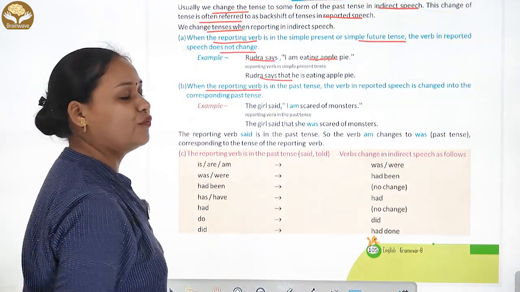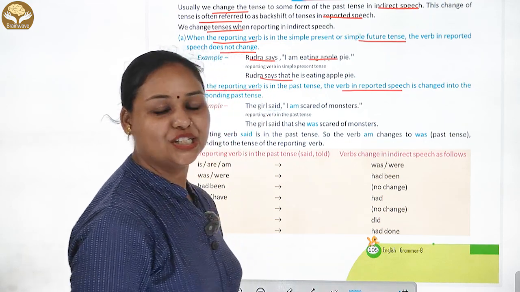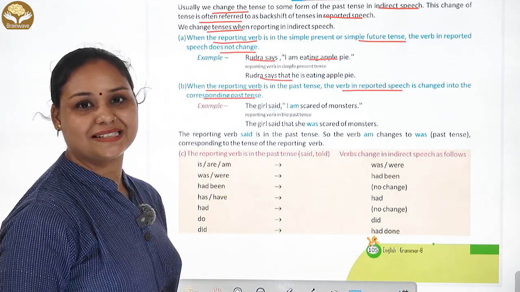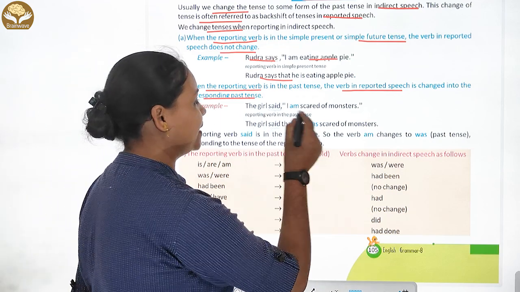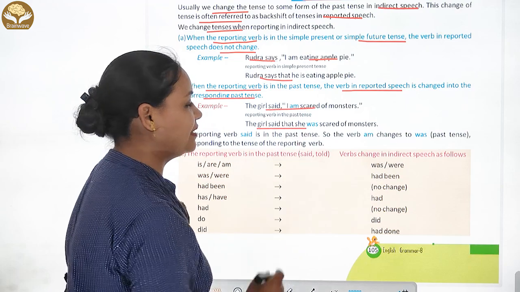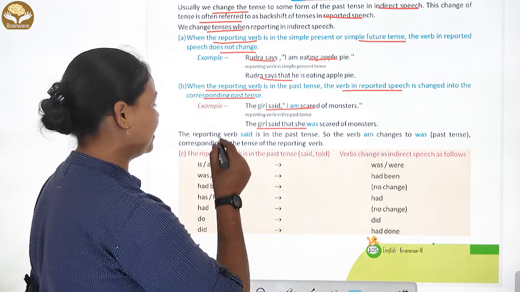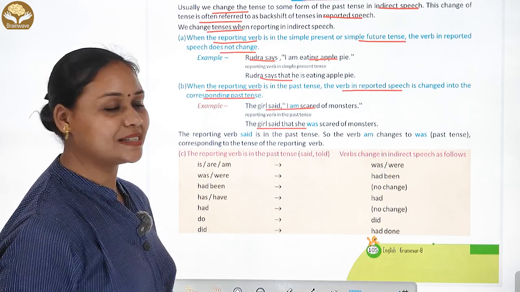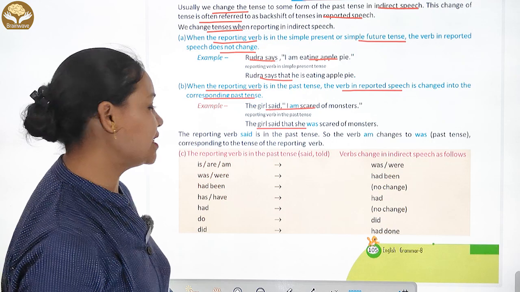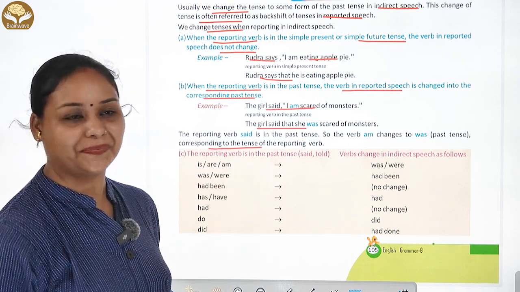B. When the reporting verb is in the past tense, the verb in reported speech is changed into the corresponding past tense. Example: the girl said, I am scared of monsters. Next, the girl said that she was scared of monsters. Okay, so the reporting verb said is in the past tense. So the verb am changes to was, past tense corresponding to the tense of the reporting verb.